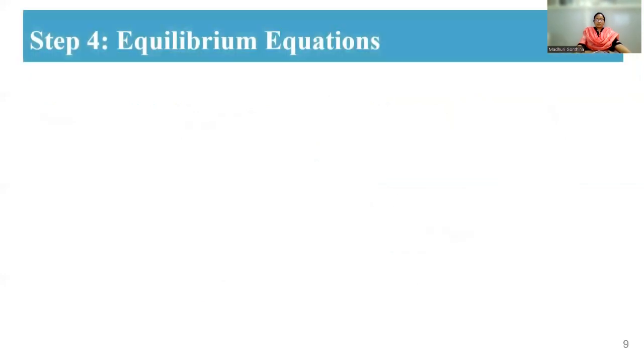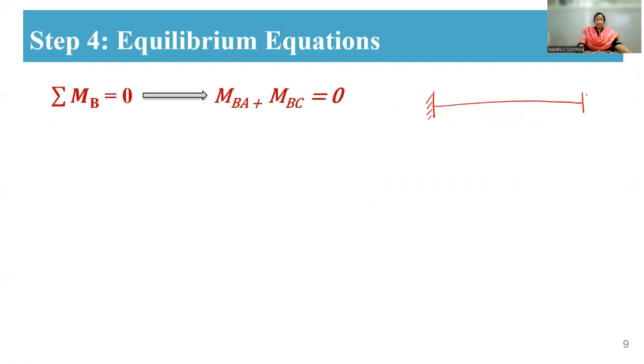Now when we use the equilibrium equations in step 4, what will become? Here sigma MB will be equal to 0. That means it is a joint equilibrium condition. Suppose you just consider this ABC beam, a two span continuous beam. Here B will be your joint. So sigma MB will be equal to 0, that means MBA plus MBC will be equal to 0.